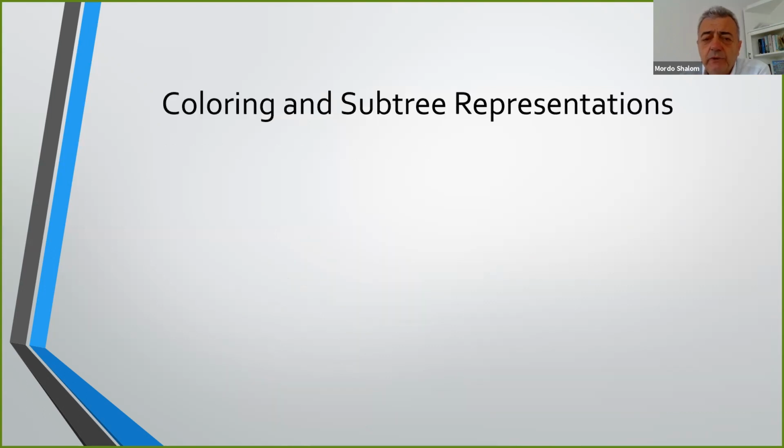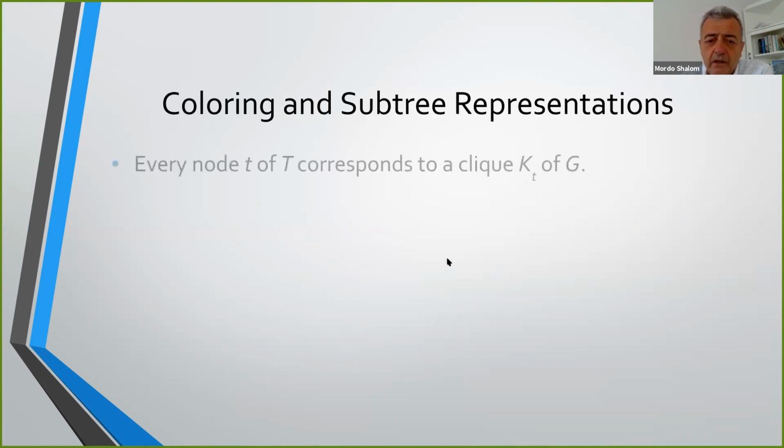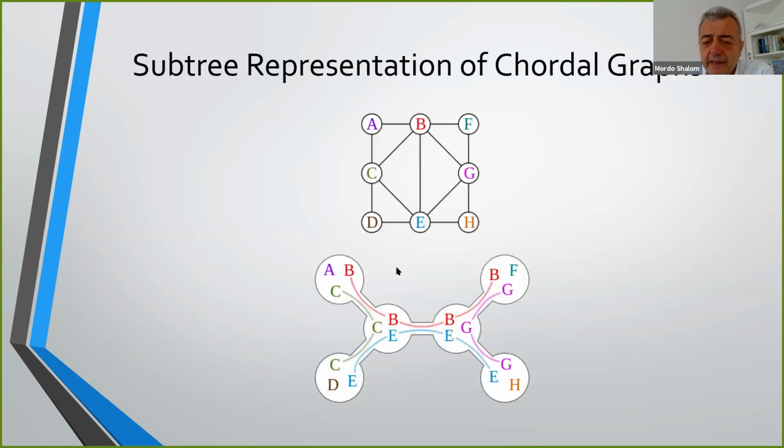And actually, in chordal graphs, it is well known that the clique number is equal to the chromatic number. Okay, so when you look at this representation, every node of T corresponds to a clique. For instance, you have B, C, E in the same node. Therefore, all these subtrees intersect at least at this node. Therefore, BCE is a clique, and I see that BCE indeed is a triangle.